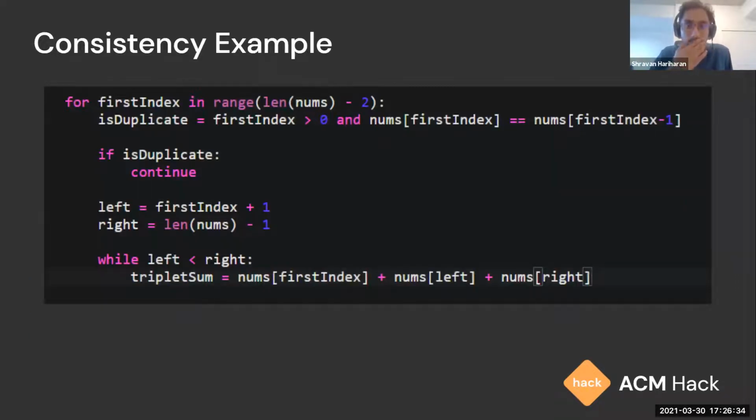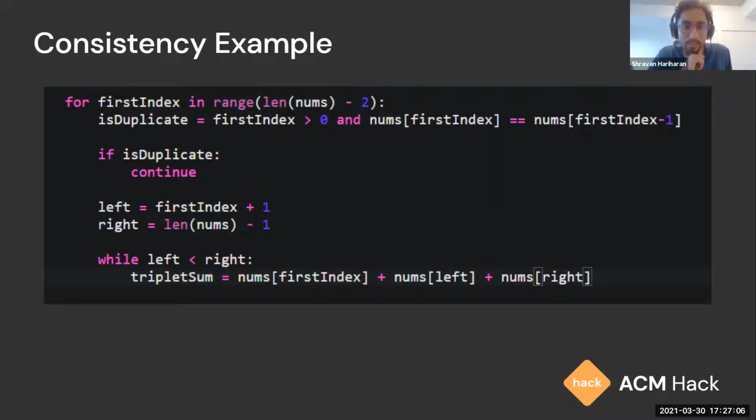Here's a quick example. This is the same 3-sum solution on LeetCode. But there's one thing that's inconsistent about it, and that is left and right, right? So we have first index, and then we have left and then right. But the thing is, they all represent indices, right? But left and right don't have the name index appended to them. So this is confusing because maybe you're thinking, oh, is left and right not an index?